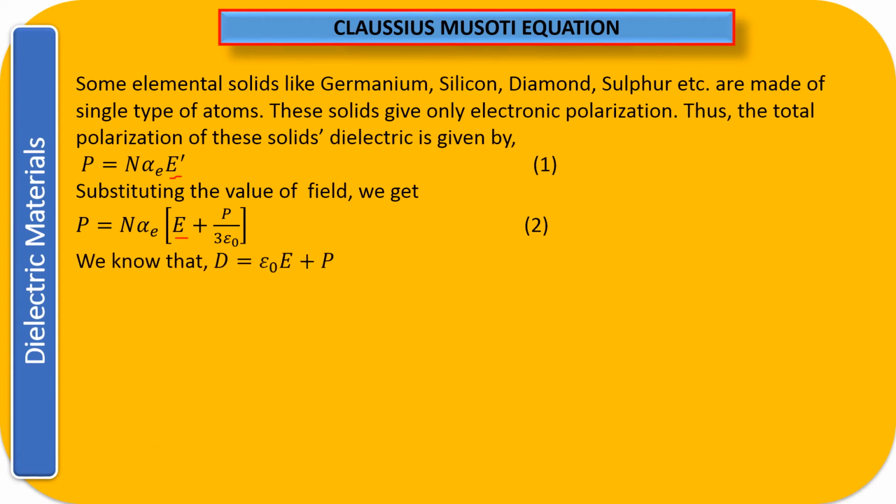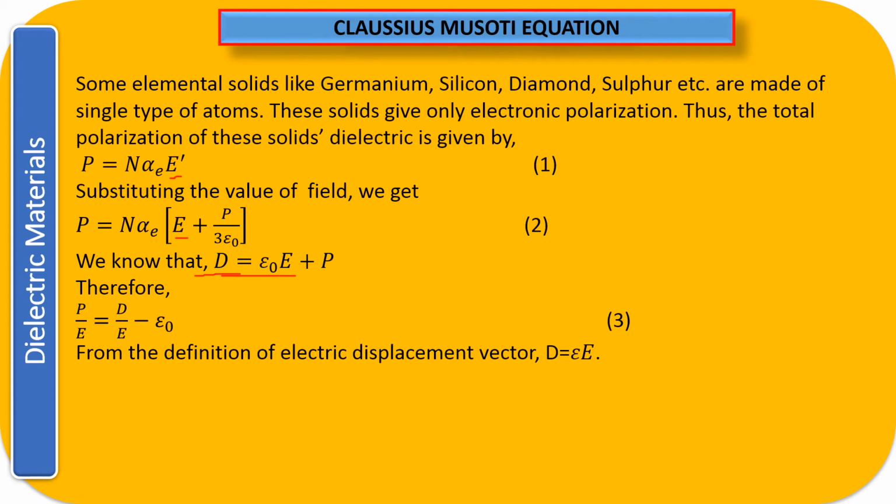Now we have already derived D equal to epsilon naught into E plus P, where D is your flux density or the displacement vector, E is your applied electric field from the outside, and P is known as your polarization, right? Therefore, all the terms in this equation are divided by E. So what can we write? P upon E is equal to D upon E minus epsilon naught, right? I have done a bit of rearrangement, bringing this to this side by dividing.